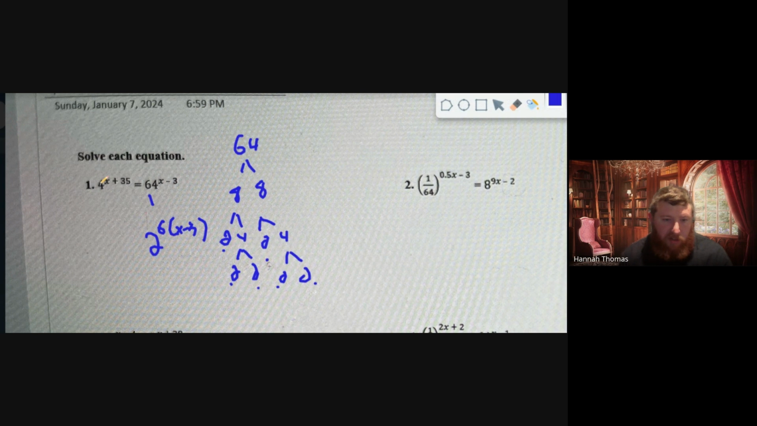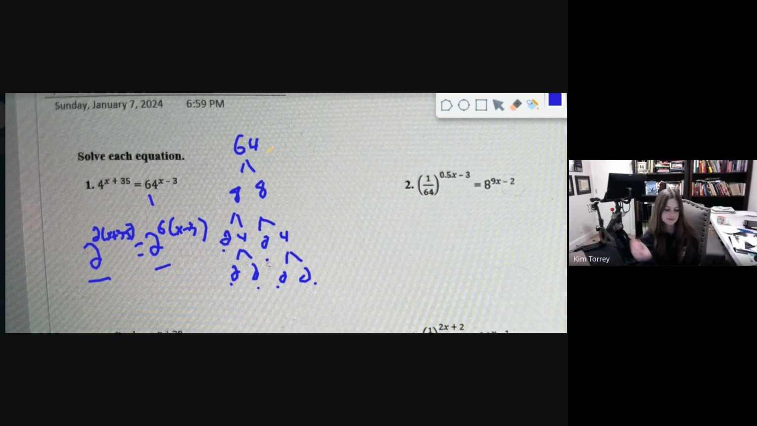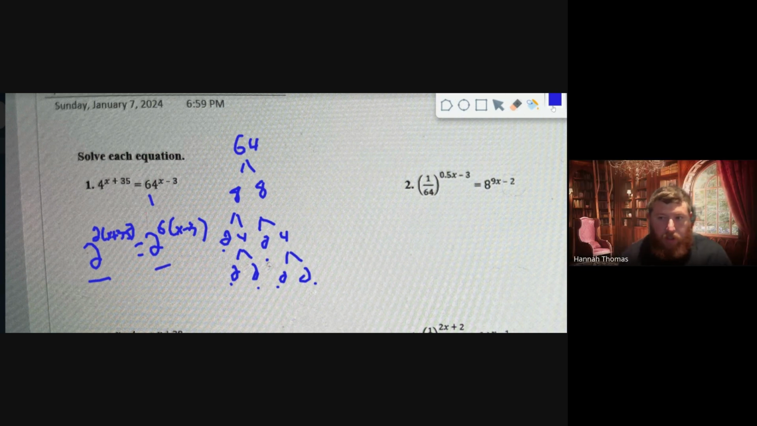And then we know that 4 is 2 squared, right? That's going to become the base of 2 raised to 2 times x plus 35. At this point, I now have bases that are the same. So then we can assume the exponents equal each other. And so what we'll do is 2 times x plus 35 equals 6 times x minus 3. And now we'll just solve that equation.